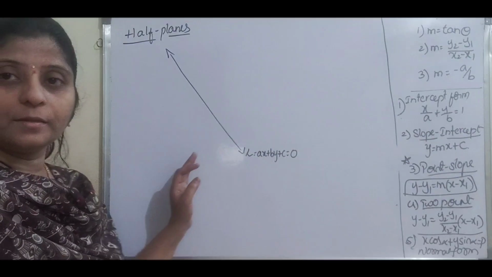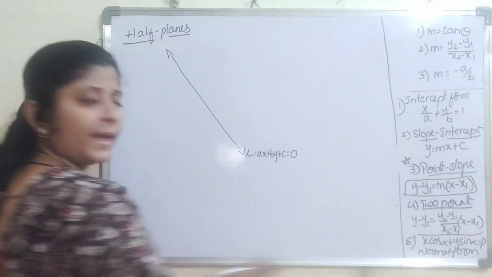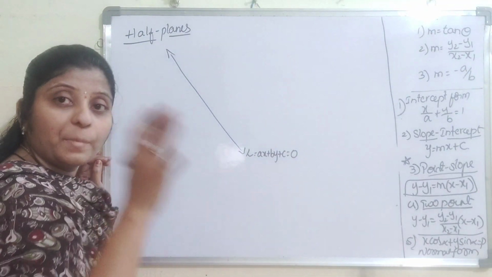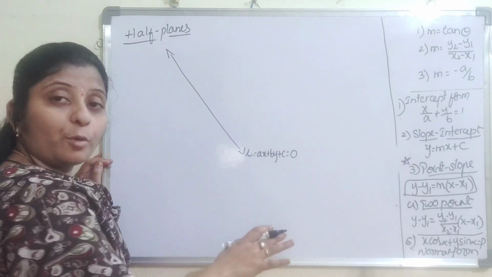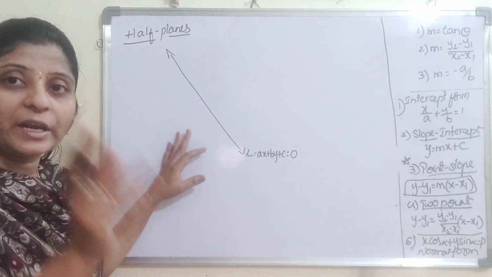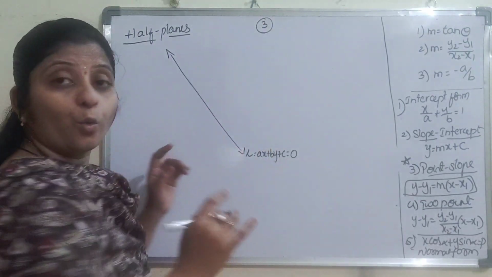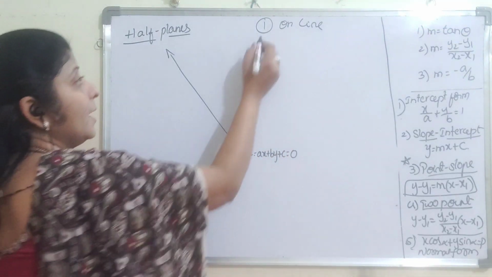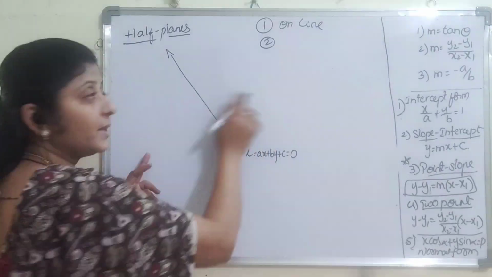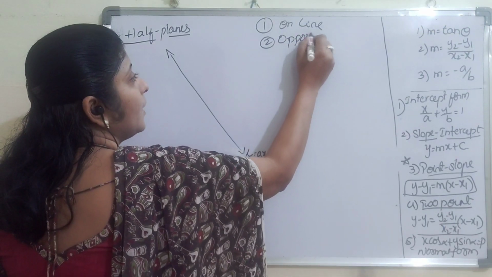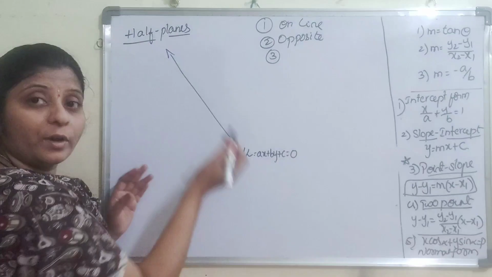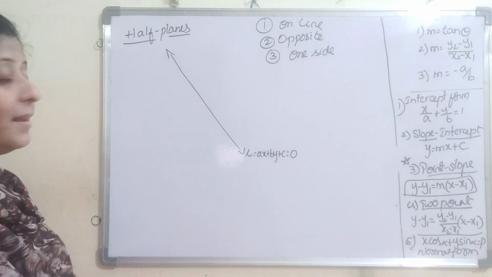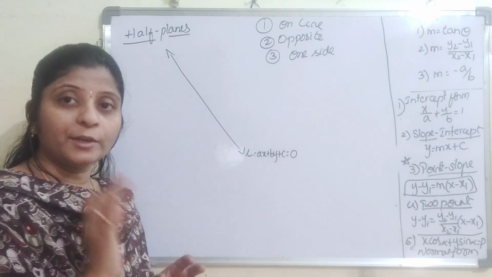So here, half planes. Consider this board as one plane. I have drawn a line on this board. On this board an infinite number of points will be there. This line divides the points into three parts. One is the points on the line, two is the points on the opposite side, and three is the points on only one side. So this line divides the given plane into three parts.